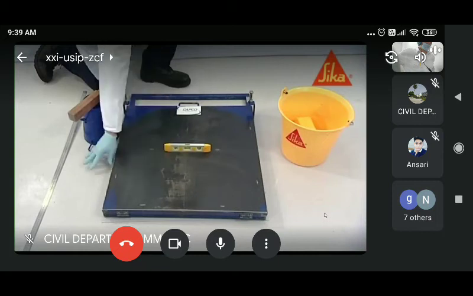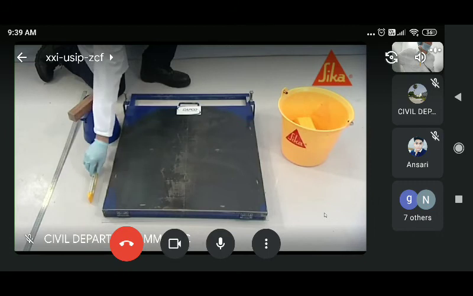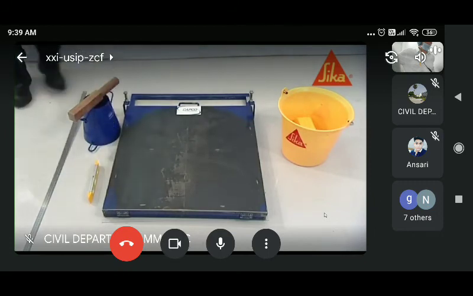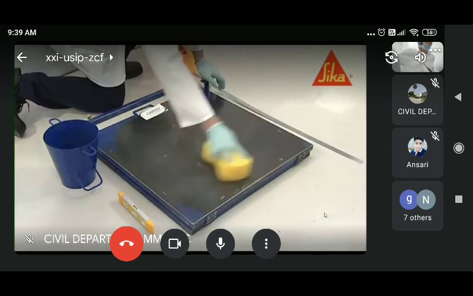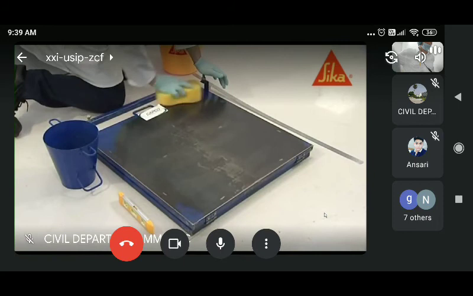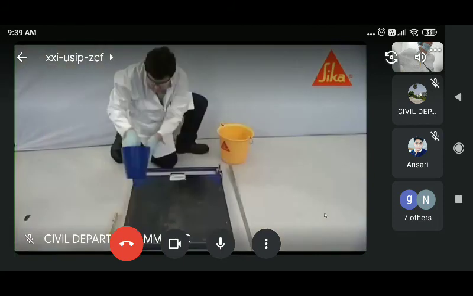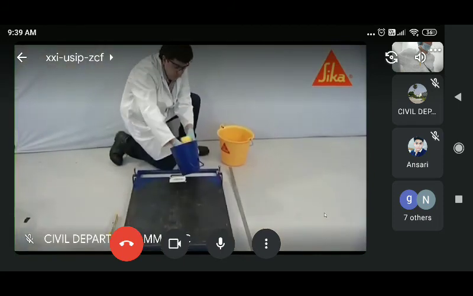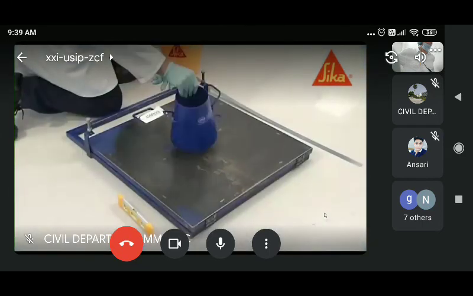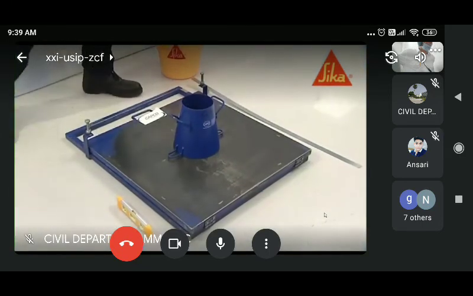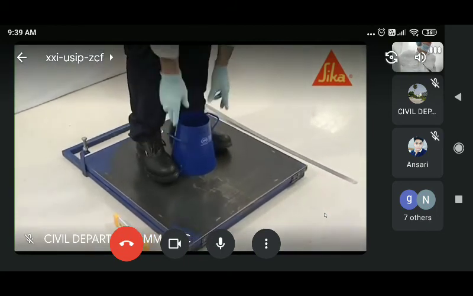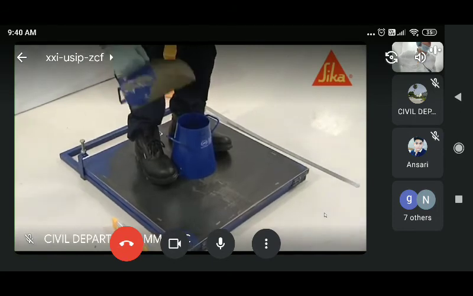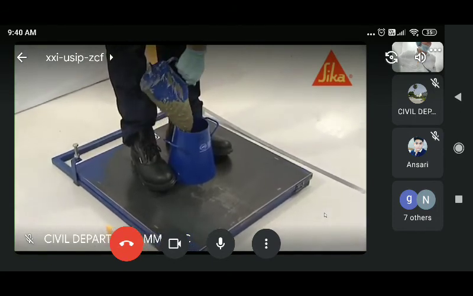A very level surface is required to do the test. Place the flow table on the level floor, and then the marking is there to put the slump. Before that, you have to clean the surface, and all the moisture should be removed from the equipment. You have to hold the slump cone and then fill the concrete into the cone.